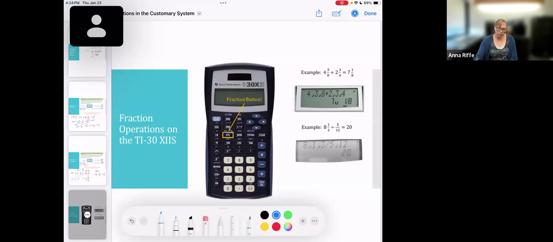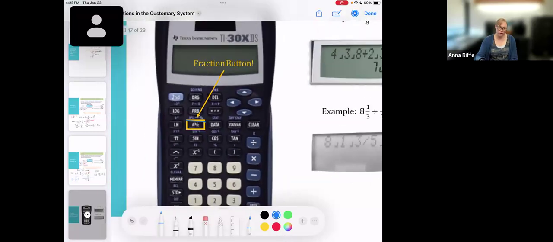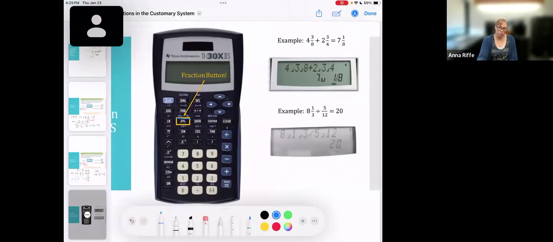The fraction button, I'll zoom in a little bit. It looks like A, B over C. If you type in this problem on the right into the calculator, then the 4 3/8 is going to look like this. The 2 3/4 is going to look like this. Add them together, you're going to get 7 1/8. It'll do all those conversions for you.